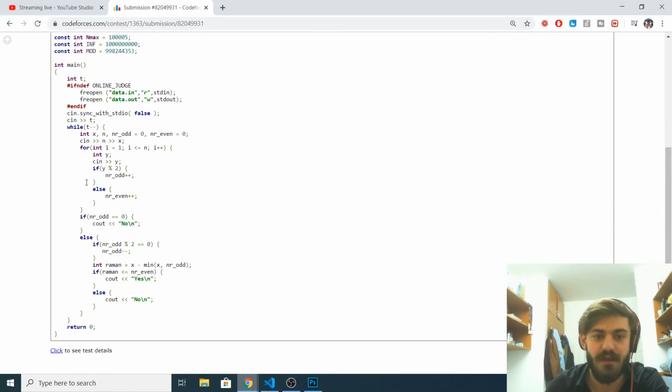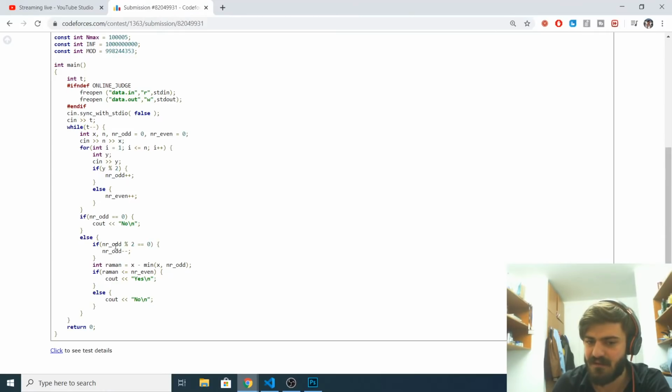I read n and x. I read each and every integer. If it's odd, I increment the number of odd integers. Else, if it's even, I increment the number of even integers. So I know how many odd, how many even there are. First of all, if there aren't any odd elements, I print no, because I only have even elements, so if I pick x even elements, the sum is even. So, no.